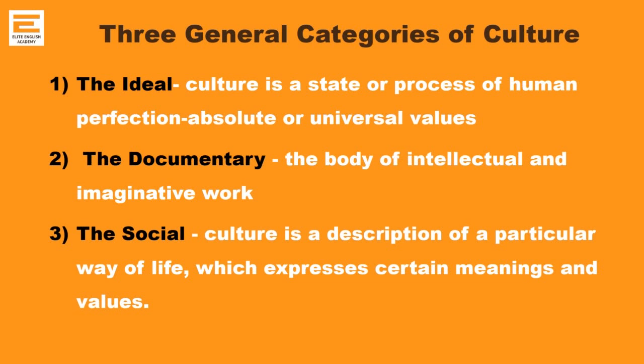According to Raymond Williams, culture can be defined in three different ways. One is the ideal, second the documentary, third the social. First, the ideal: culture is a state or process of human perfection in terms of certain absolute or universal values. I hope you understand. So culture is evolving always, inching towards perfection in terms of absolute or universal values. Culture has its own universal value. This is the ideal definition of culture.